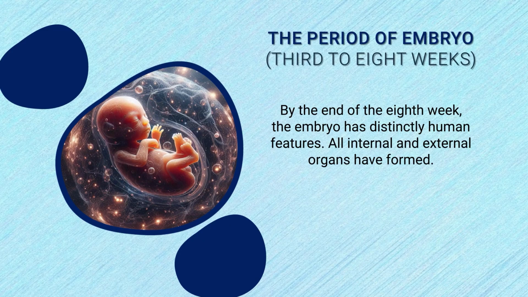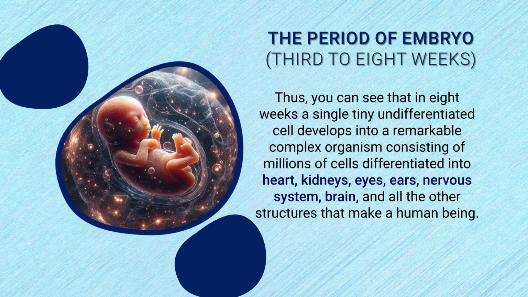Now, all internal and external organs have formed, which means that by the end of the 8th week, you can see the formation of the embryo, or the fertilized cell, taking the shape of life. The life form has happened. So all internal and external organs have formed. Thus, you can see that in 8 weeks, a single tiny undifferentiated cell develops into a remarkable complex organism consisting of millions of cells, differentiating into the heart, which is the first organ to develop, the kidneys, the eyes, the ears, the nervous system, the brain, and all the other structures that make a great human being.